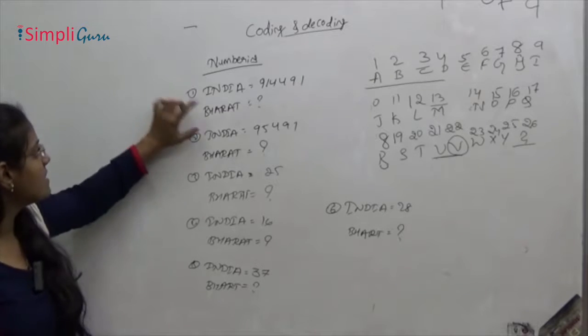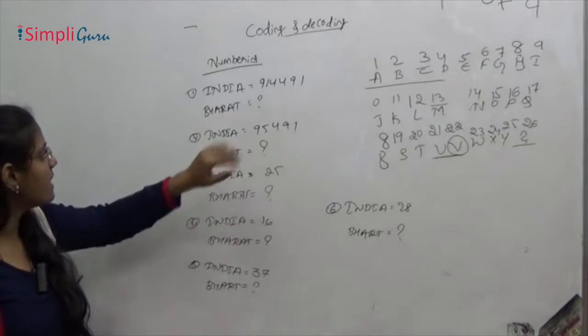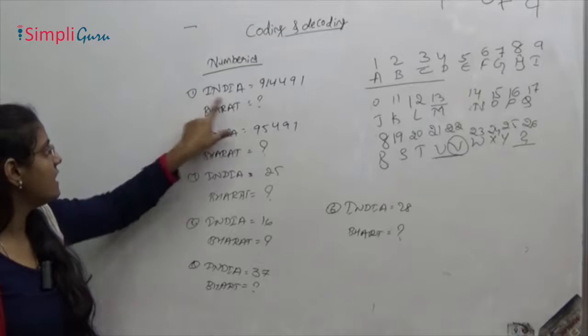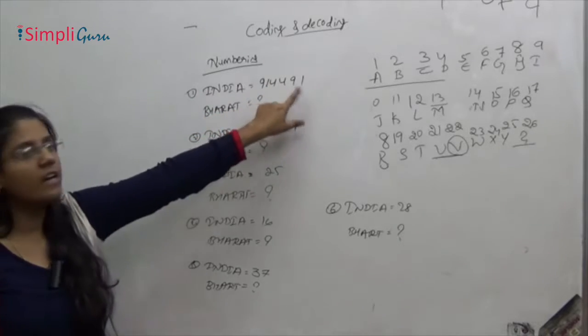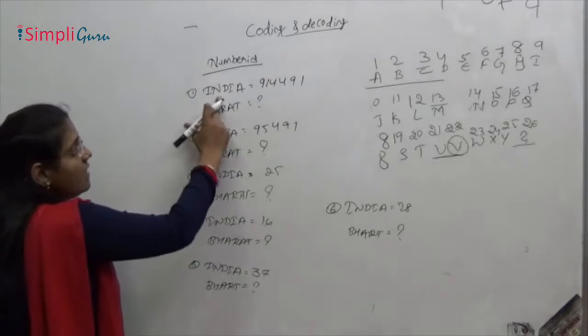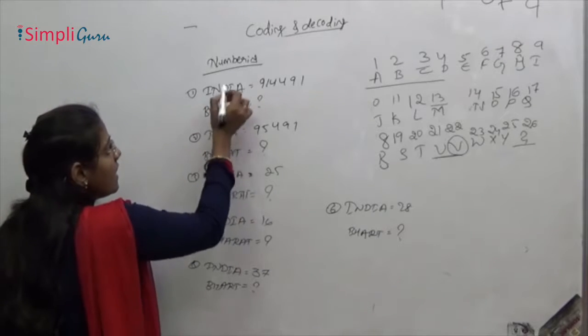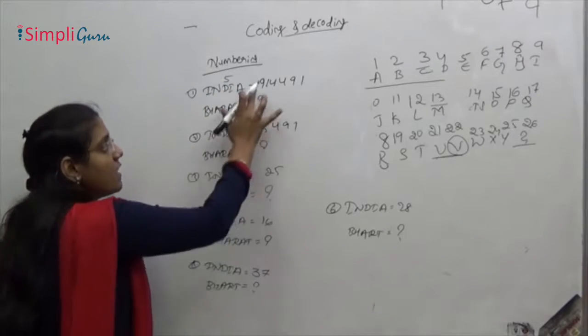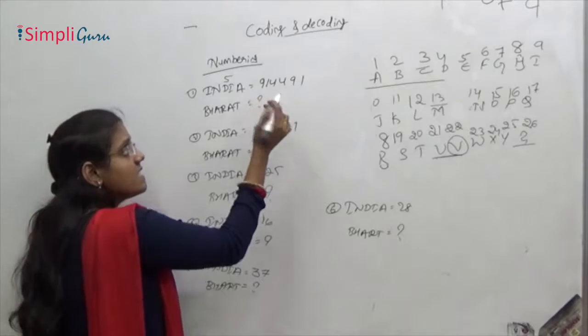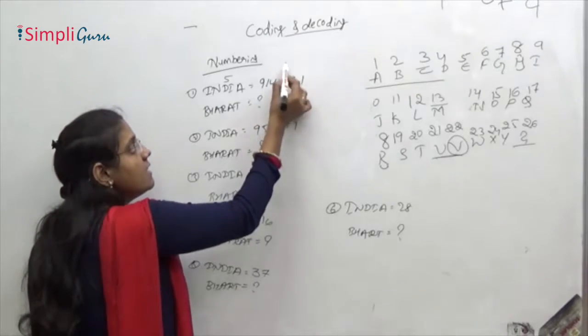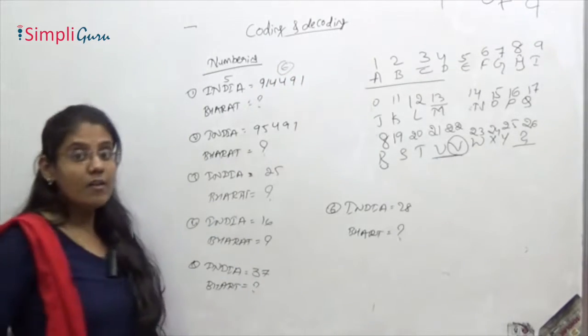See, first type, what is there? India is there, everywhere India and Bharat are there. So in the first question, what is the hint? India is coded as 9, 14, 4, 9 and 1. For India, how many alphabets are there? I have 5 alphabets. Here, how many digits are there? 1, 2, 3, 4, 5 and 6 digits.